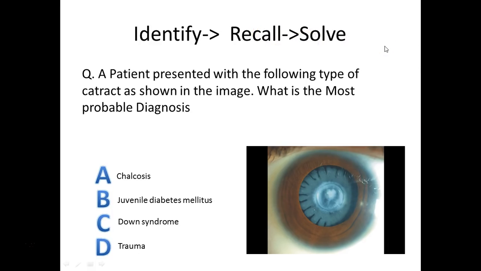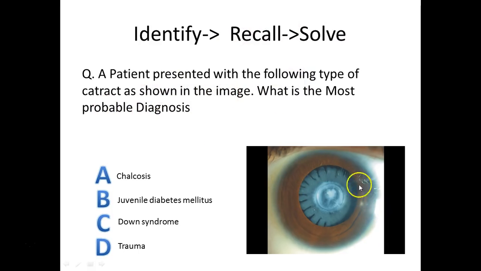The second type is identify, recall and solve. In this, it starts with identification of the image, but it's not a very direct question. Once you make the identification, you will have to recall some theory aspect of that particular image and then solve the question. Like in this question, a patient presented with the following type of cataract shown in the image. What is the most probable diagnosis?